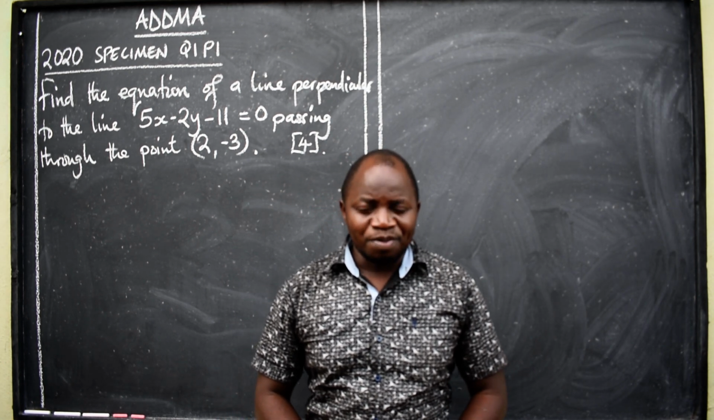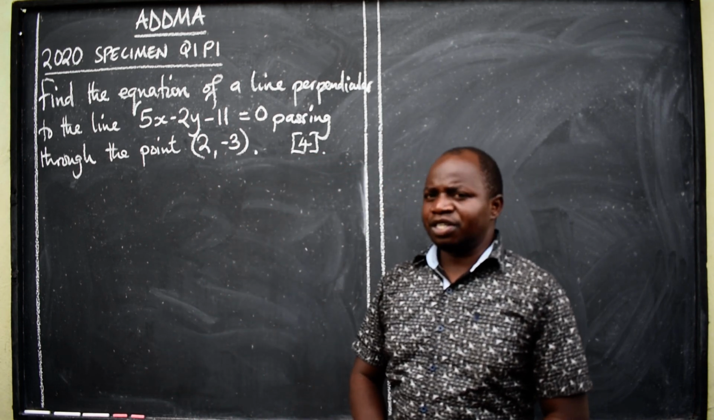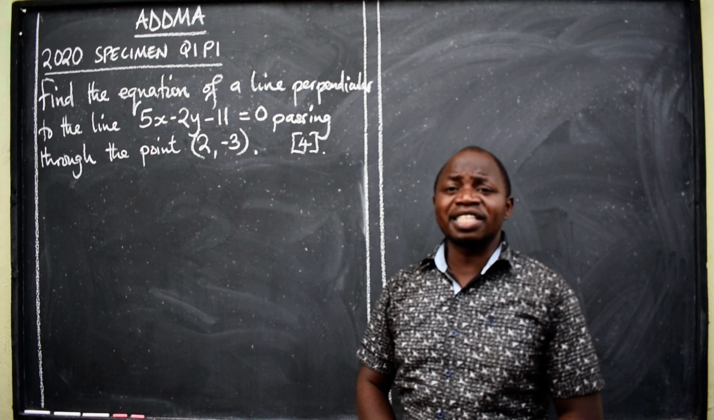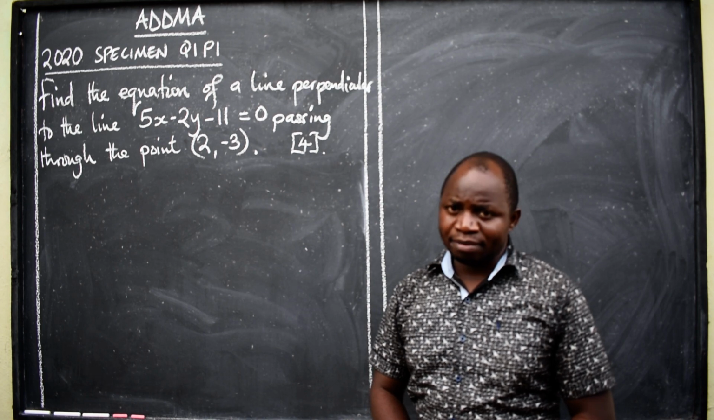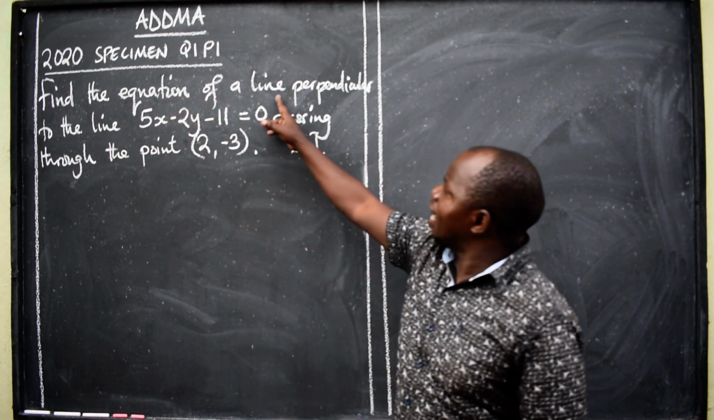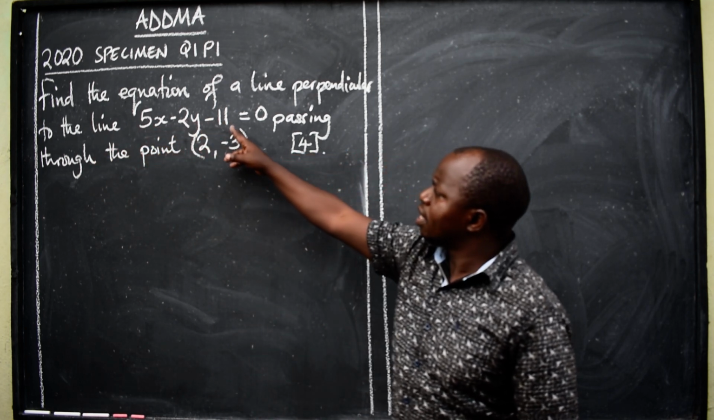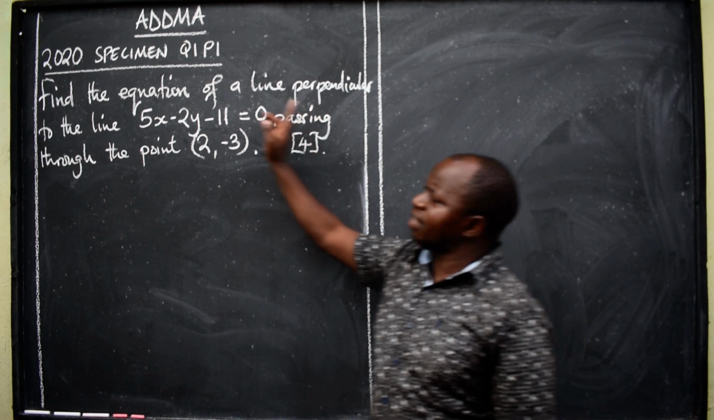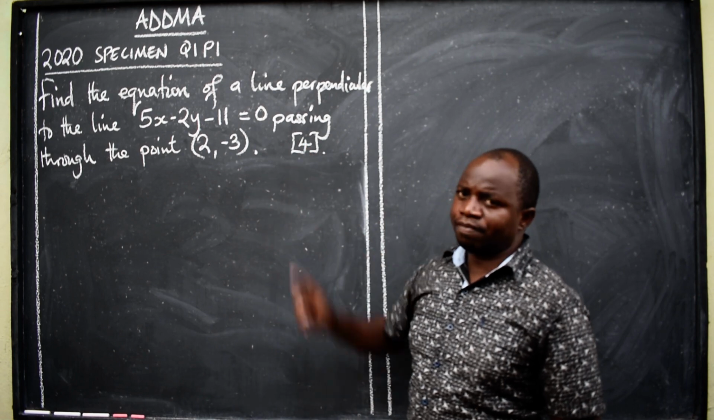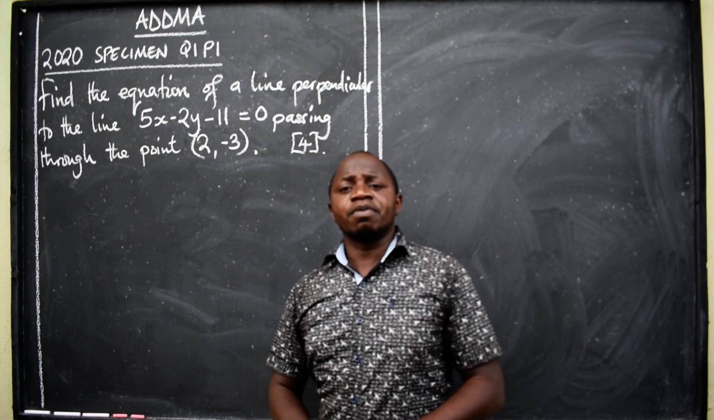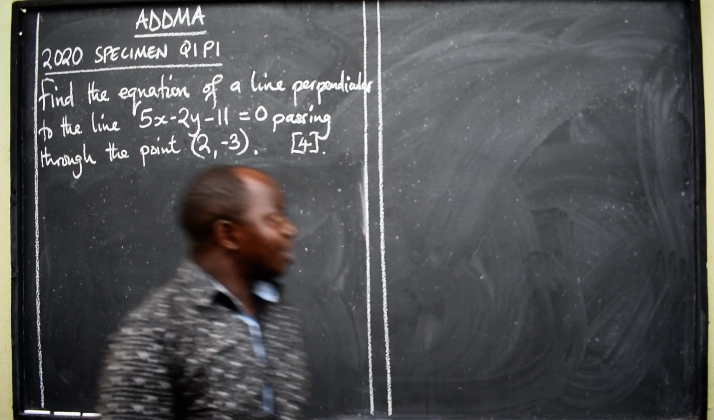This is additional mathematics, Addma. In this lesson, we want to look at this question you're seeing on the board. The question is from 2020 Specimen Paper 1. This was question number 1. Find the equation of a line perpendicular to the line 5x minus 2y minus 11 is equal to 0, passing through the point (2, -3). Number of marks, 4. The question is coming from a topic called coordinate geometry. Let's look at the question in detail.